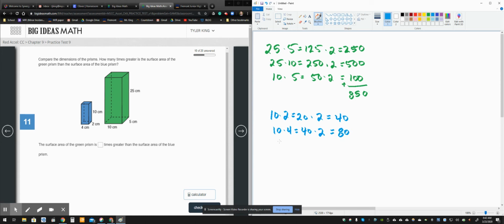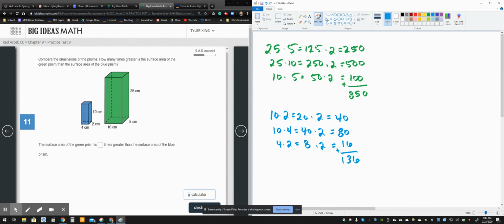And then we can do 4 times 2, which is equal to 8. And we can times that by 2 because the top and the bottom are the same to get 16. Adding those together, we're going to end up with 136.